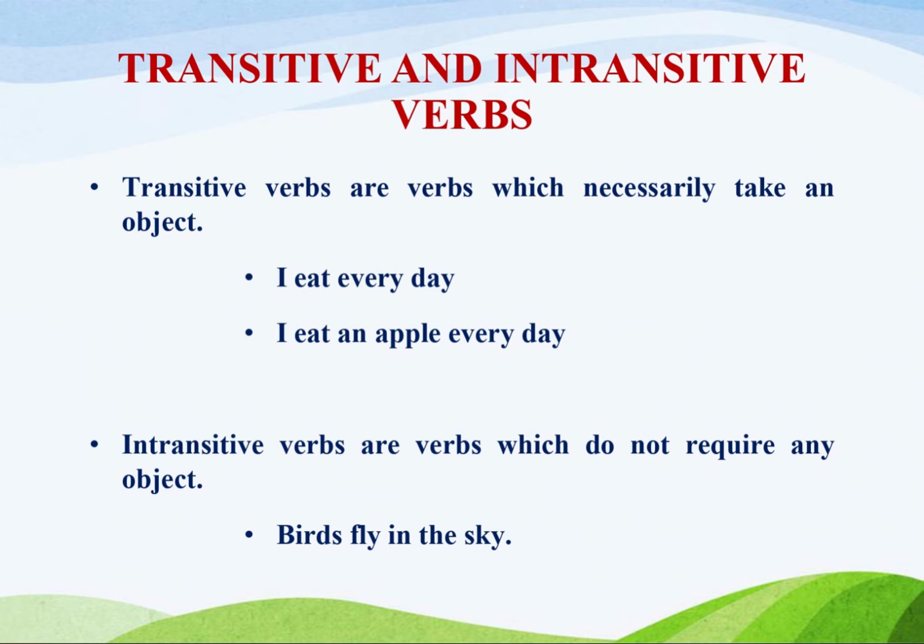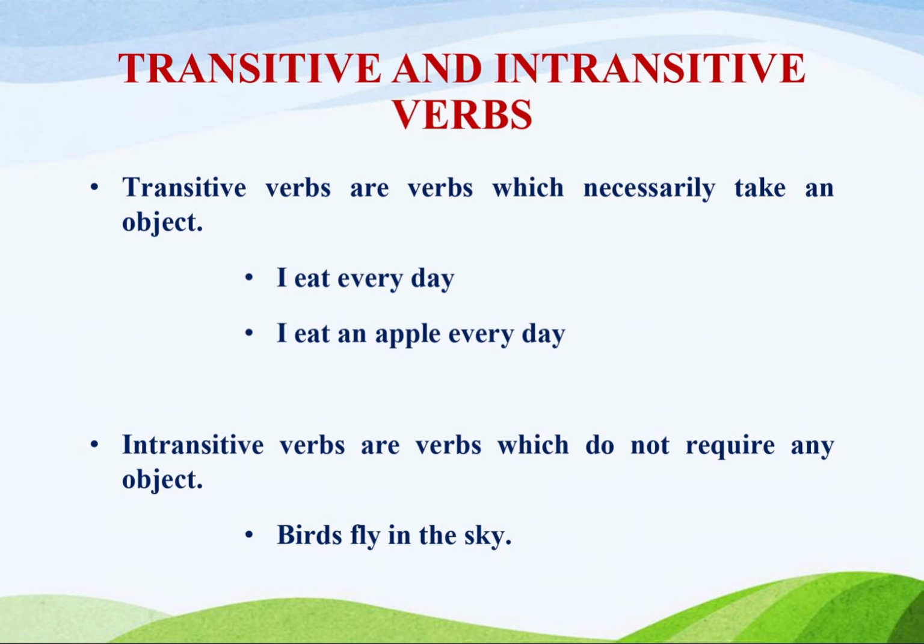Usually, the object is found by linking what and whom to the verb. Do you understand? We link what and whom to the verb. Suppose in this sentence, I eat an apple. What do I eat? An apple. So if the answer comes by linking to the verb, we find an object. Intransitive verbs are naturally the verbs which do not require any object.